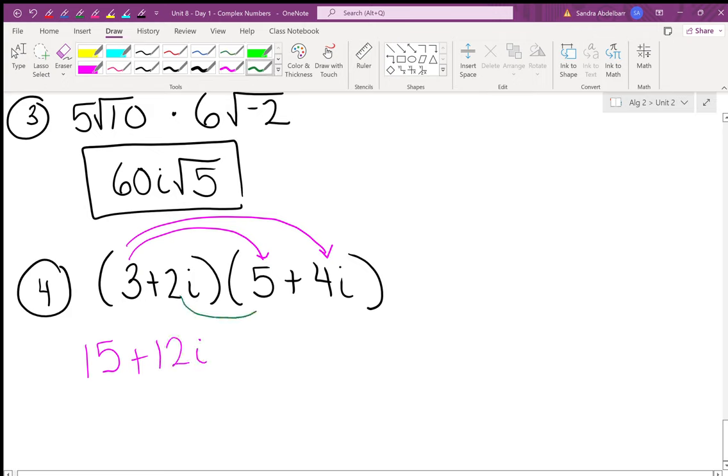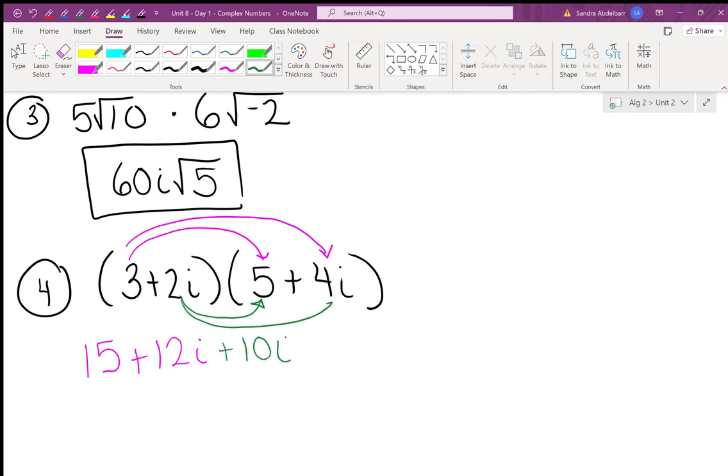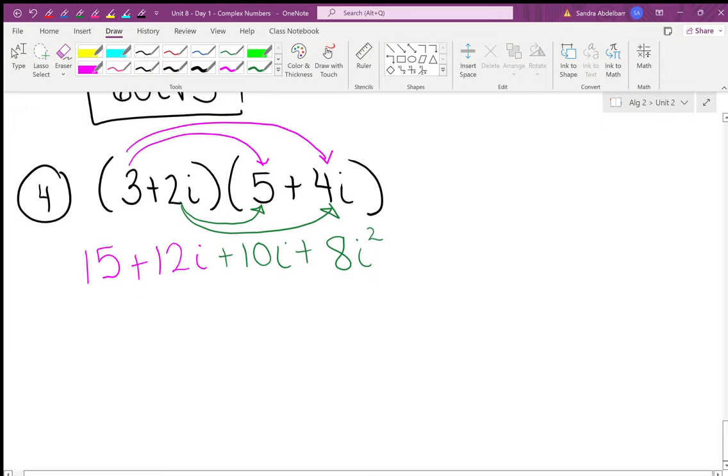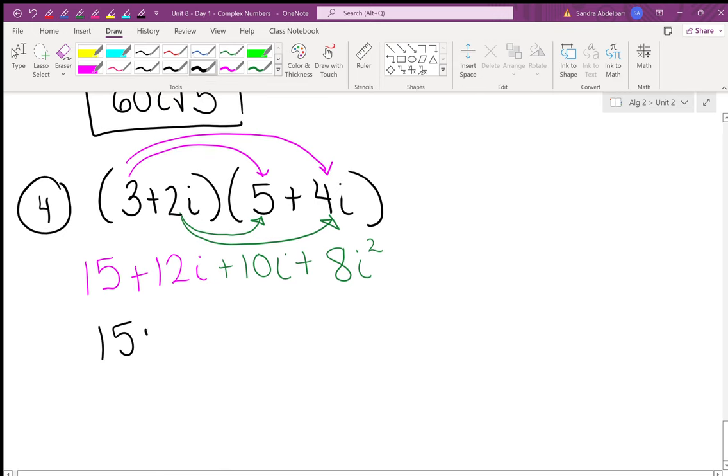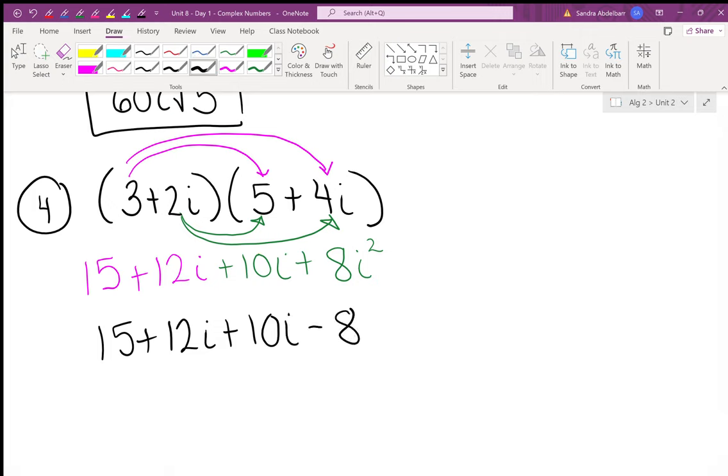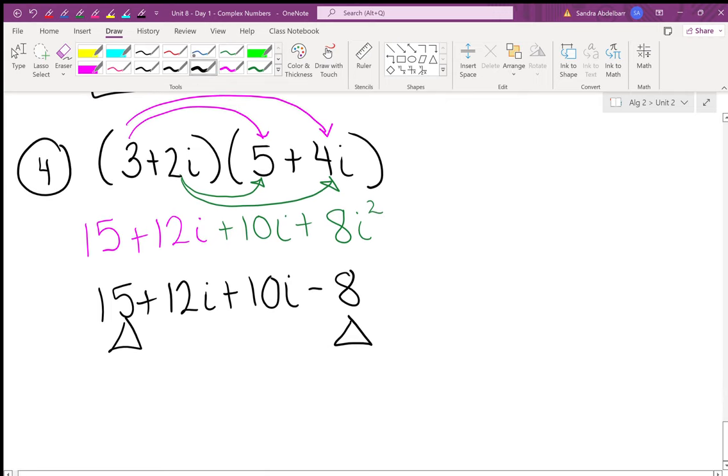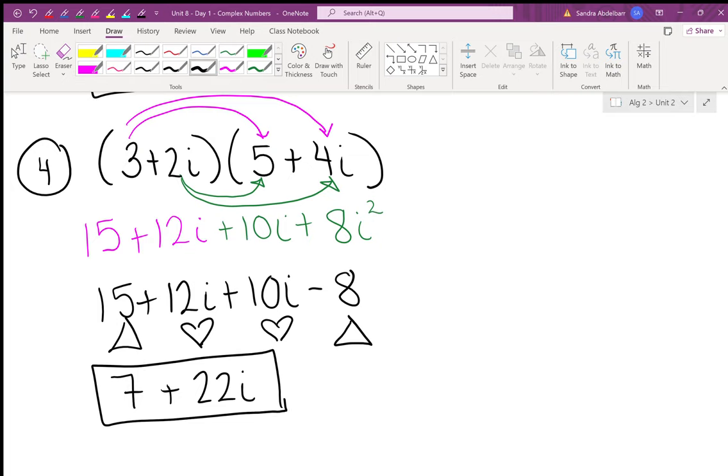Now we're going to have 2i times 5, which is 10i. And 2i times 4i is going to give us 8i squared. What do we need to remember? I squared is negative 1. You got it. So this is 15 plus 12i plus 10i minus 8. Combine our like terms. 15 minus 8 is 7. 12i plus 10i is 22i. All right, you all do this one.